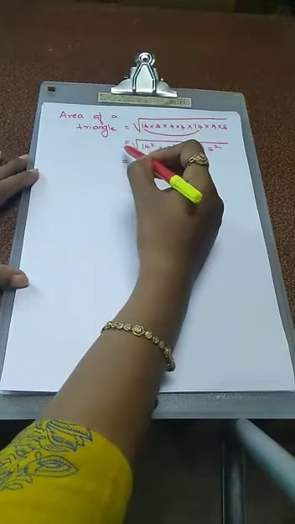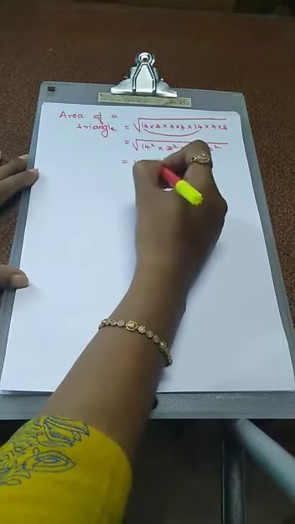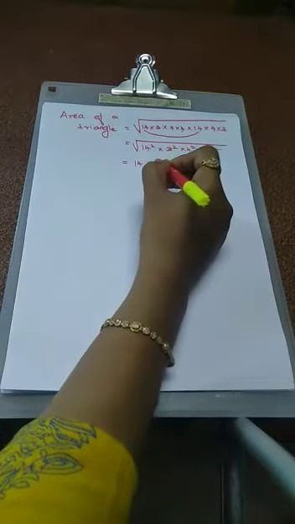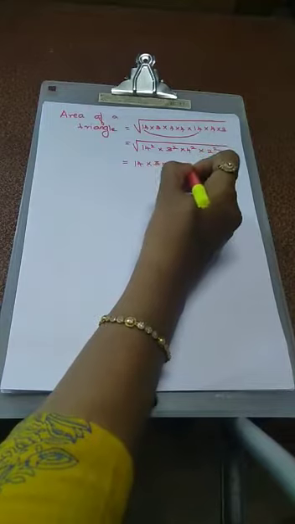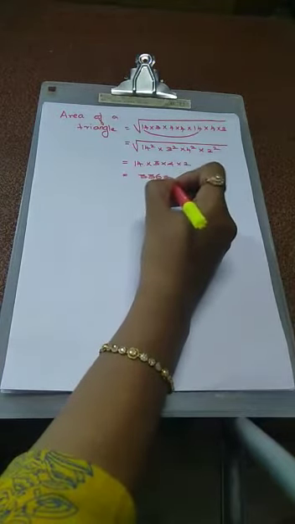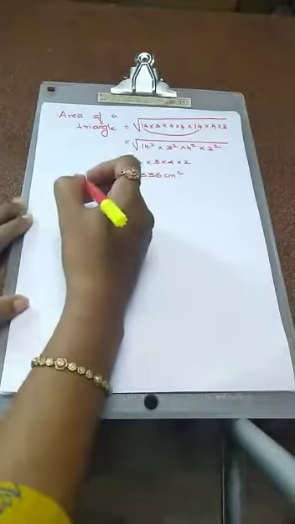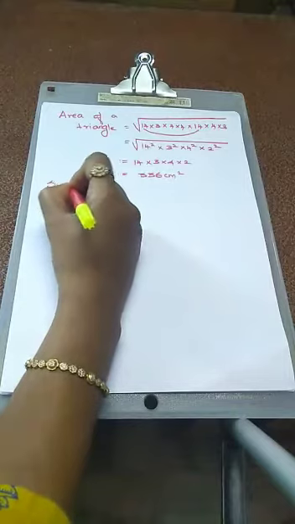So easily we have to take the values out of the square root. So what is the value? 14 into 3 into 4 into 2. So multiply the values, we get 336 centimeter square. This is the area of the triangle. But what is given in the question?